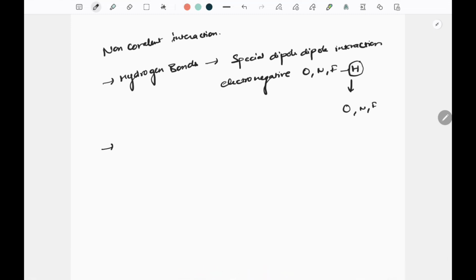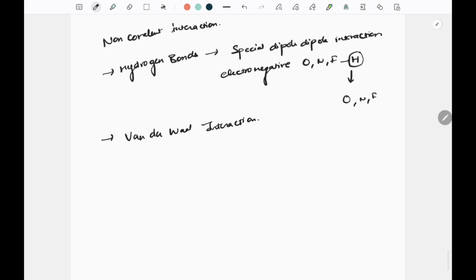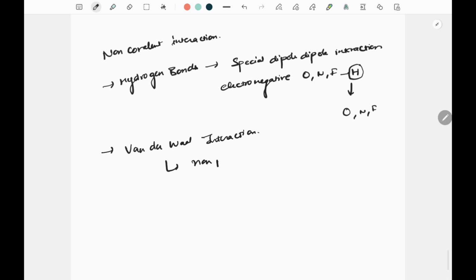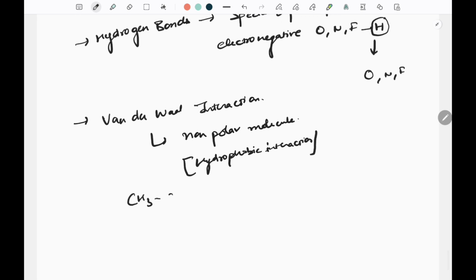Now the second thing is van der Waals interactions. These basically happen in non-polar molecules, and these are basically hydrophobic interactions in simple words. So for example, CH3, CH2, CH3, and there's another molecule, CH3, CH2, CH3. The interaction between these two molecules is called van der Waals. It's as simple as that. You do not need to remember much of it.